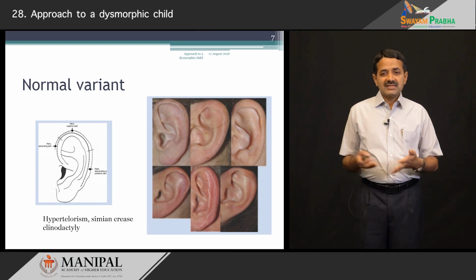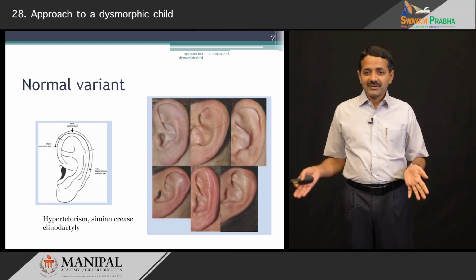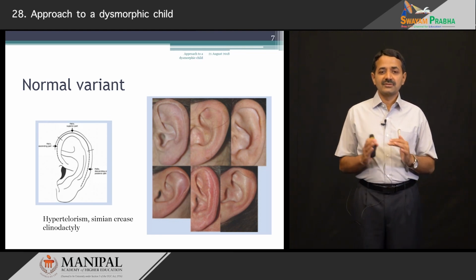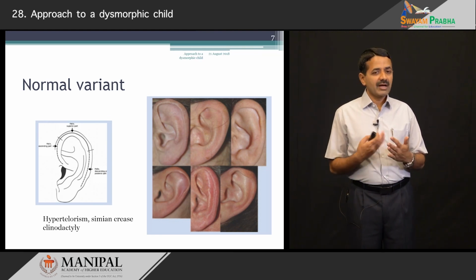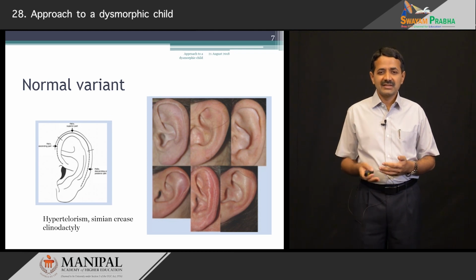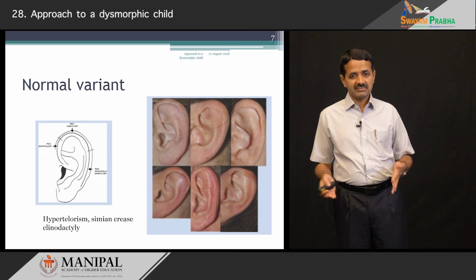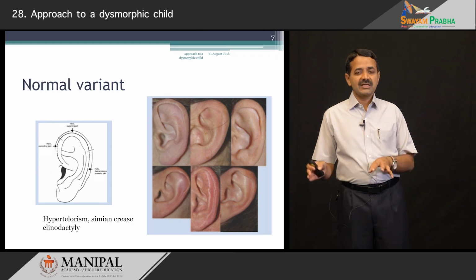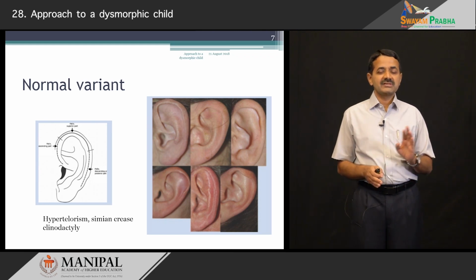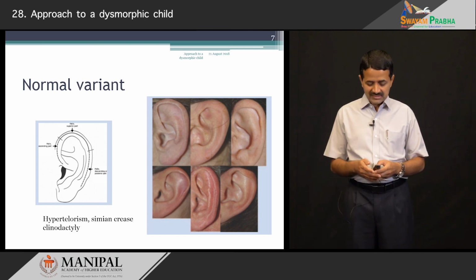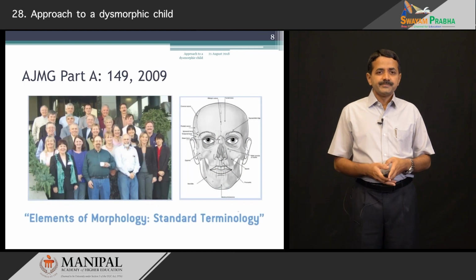You can see 6 ears, they all are normal, they all look different. There is no ear which looks similar to the other. We have hypertelorism, simian crease, clinodactyly. These are probably normal variations, but I will tell you sometimes they give important clues for the presence of a syndrome, but in isolation they should be considered as normal variations.